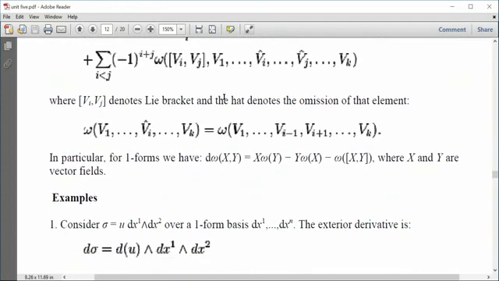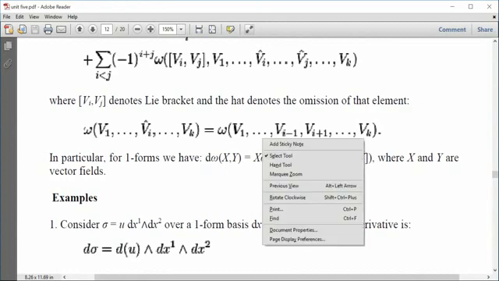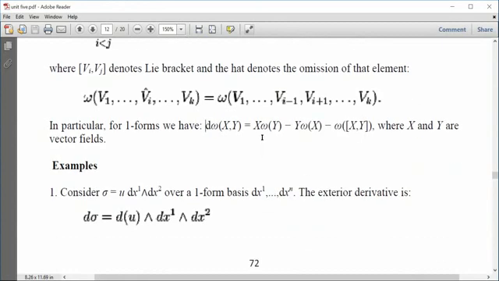Now I want to define omega V, because you may ask what omega V is. Omega V is a set of these vectors from V1 up to Vk. You can see this formula is a set of these vectors from V1, V2 up to Vk.